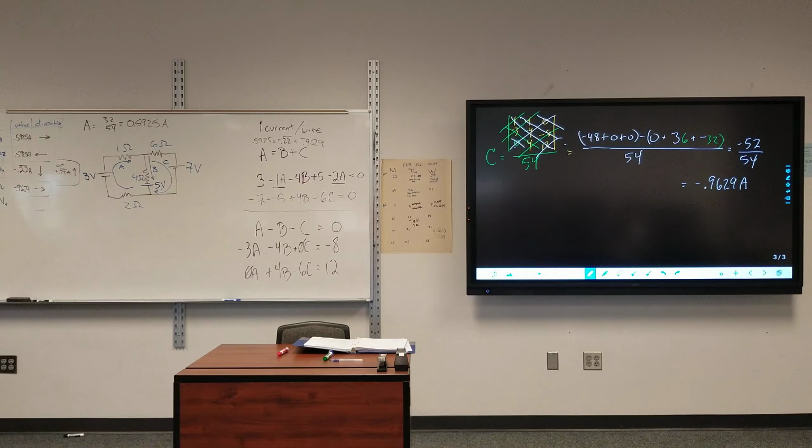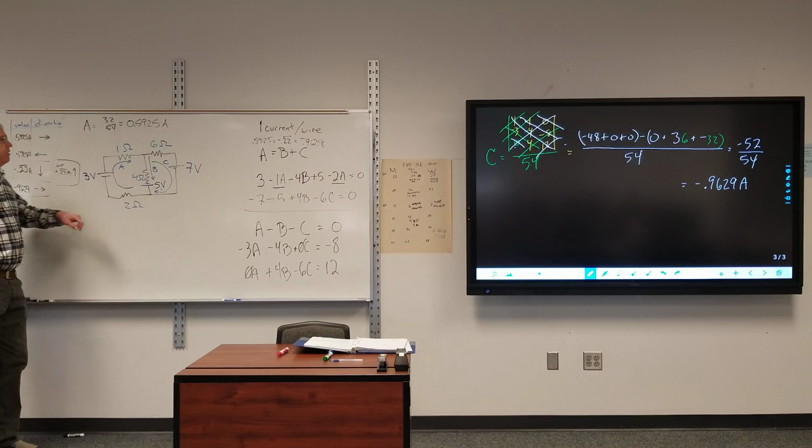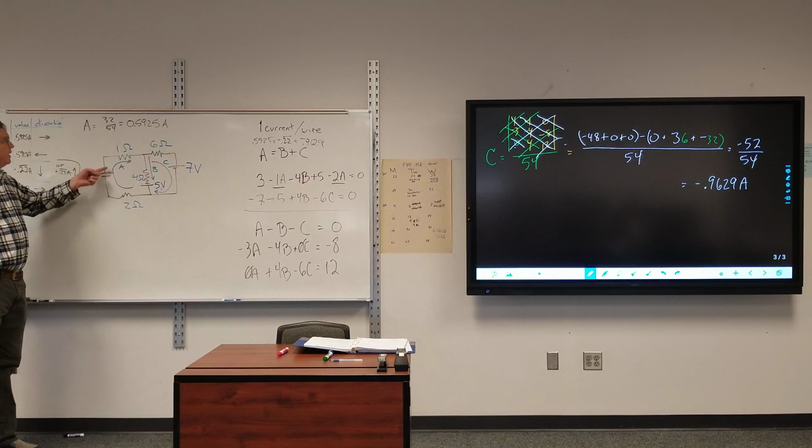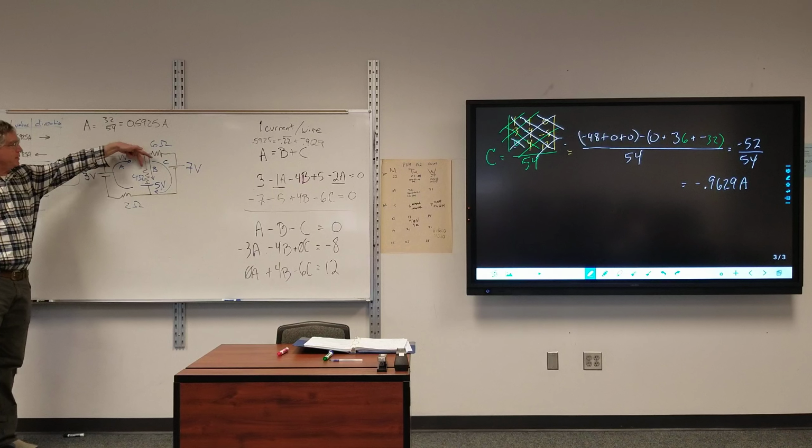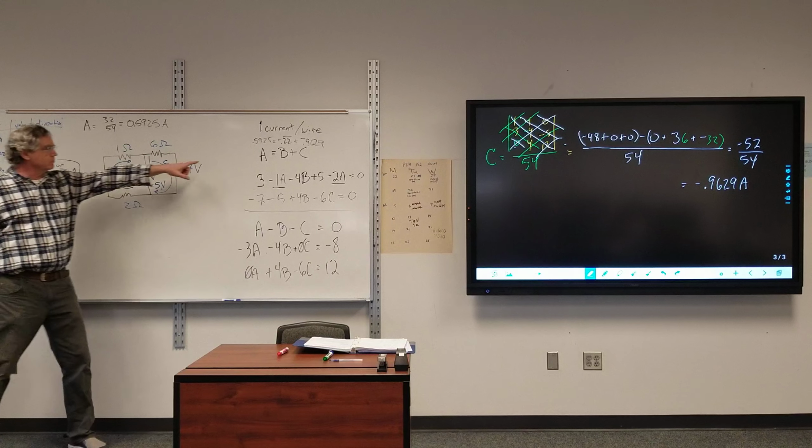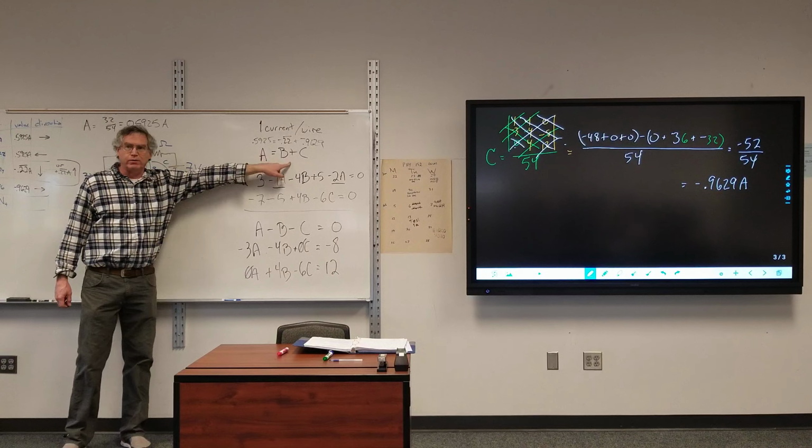Well, let's first check our equations. I have A coming into this junction here. I have B and C coming out. So the current in equals the current out.